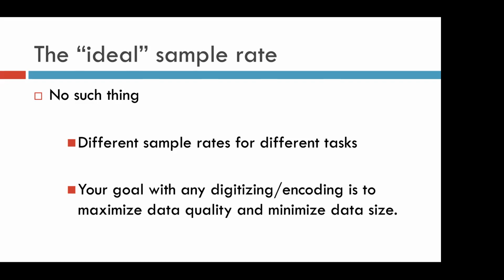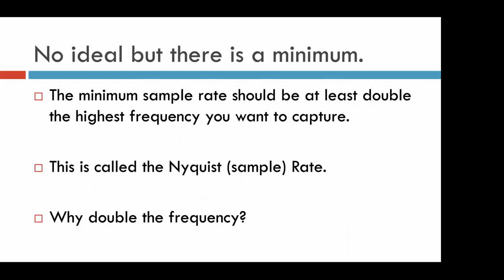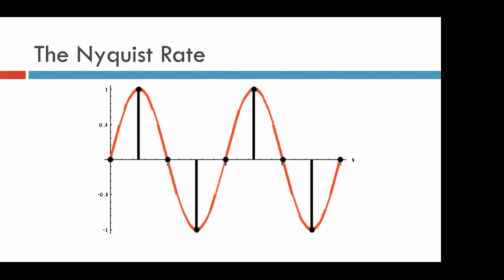So no ideal rate. There is a minimum though, and that is one thing. The minimum rate you should get is something called the Nyquist rate. And the Nyquist rate is at least double the highest frequency you want to capture, right? And why is that? Because here's the Nyquist rate illustrated. If you imagine that one complete analog sweep is the curve going up and down, right? So if we look at these black lines that are going up and down on this graph, two of those black lines is one analog cycle, right?